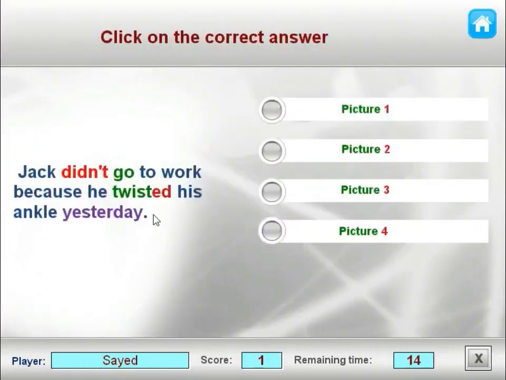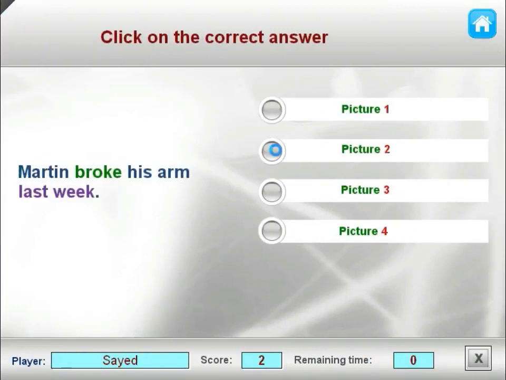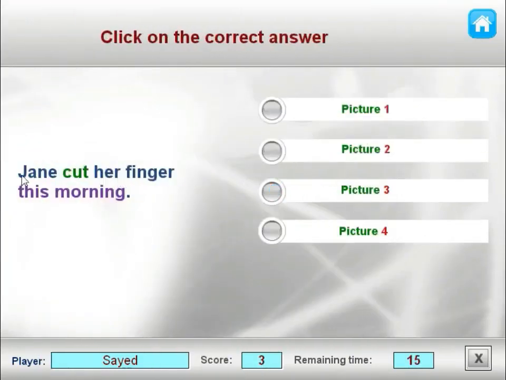We move to sentence 2. Jack didn't go to work because he twisted his ankle yesterday. As you see here, this sentence applies to picture 2. Sentence 3. Martin broke his arm last week. It applies to picture 3. We move to the 4th sentence. Jane cut her finger this morning. Of course, it applies to picture 1.